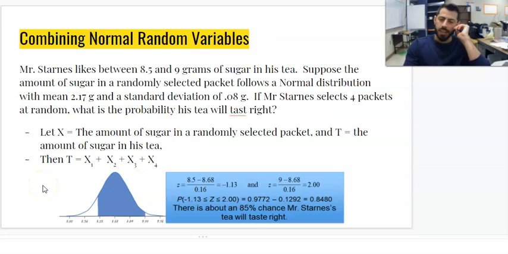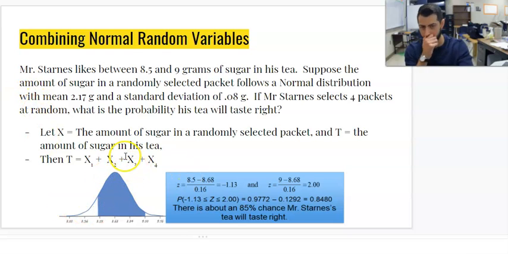Now, I think it's a lot more interesting to look at combining random variables when they're continuous. This is a tricky problem that is similar to something that would come up on an AP test. This is the standard AP style problem. Mr. Starnes likes between 8.5 and 9 grams of sugar in his tea. Suppose the amount of sugar in randomly selected packets follows a normal distribution with a mean of 2.17 and a standard deviation of 0.08. If he selects 4 packets at random, what's the probability his tea will taste right?